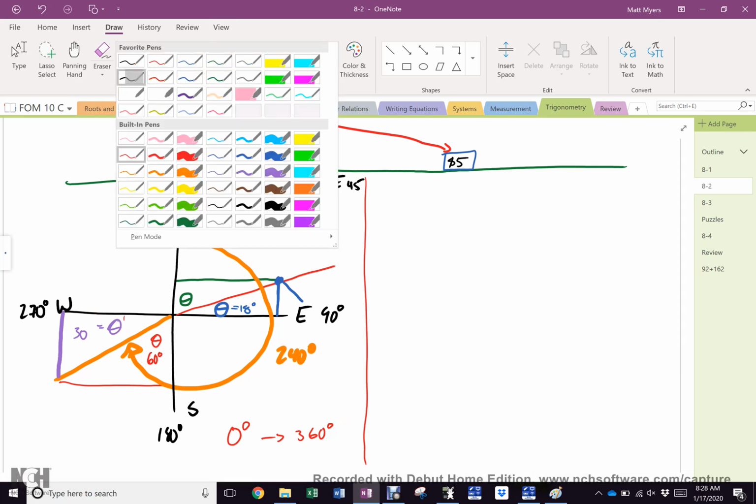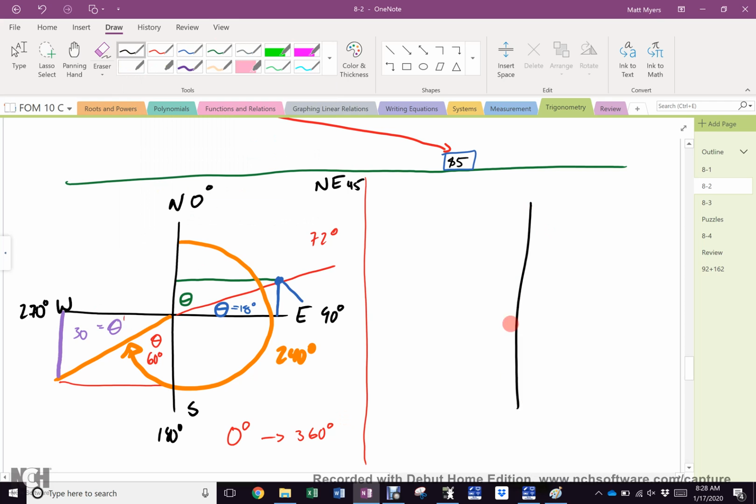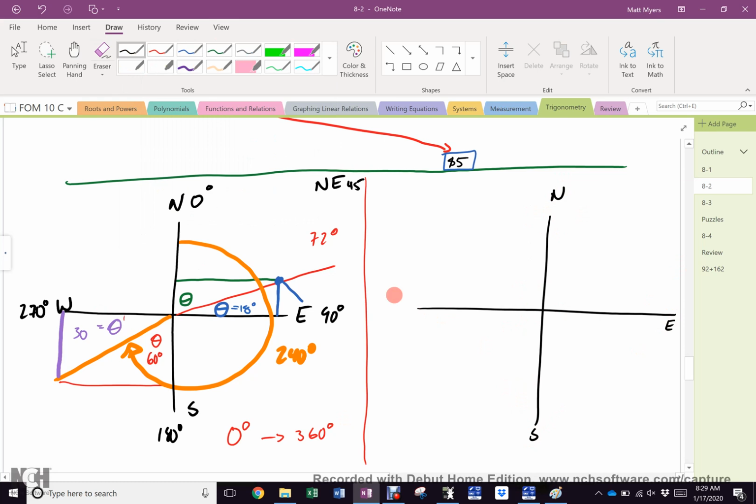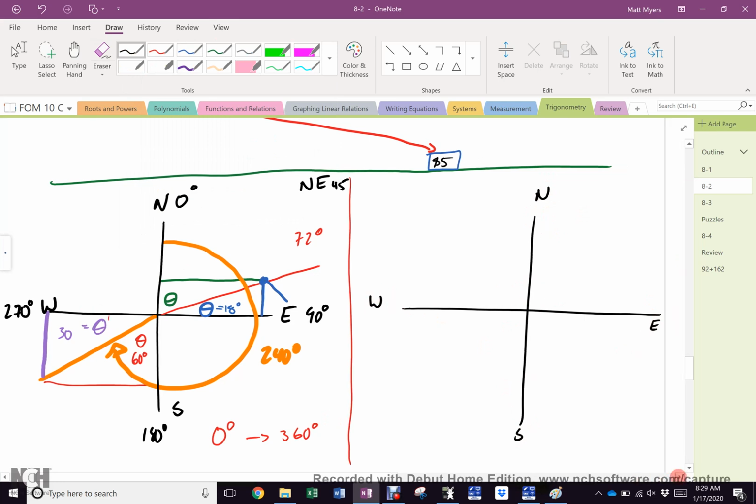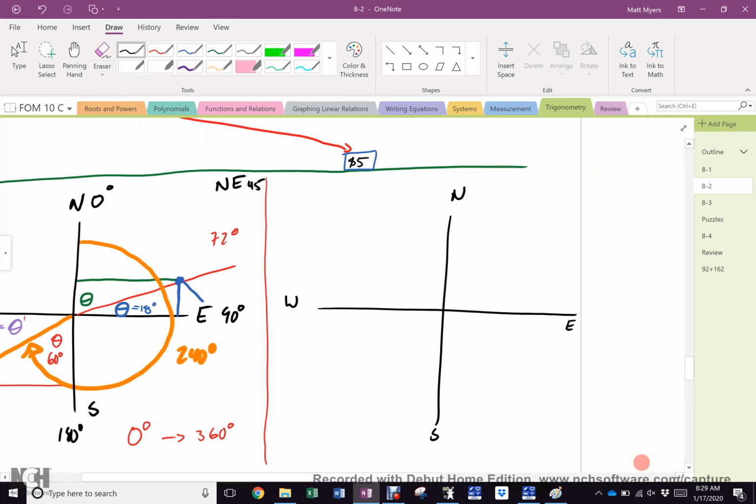All right. The other way starts exactly the same, so draw another compass. Draw north, east, south, west. This way is slightly different. When people give you directions in this scale, it will have a direction, then a number, then another direction.